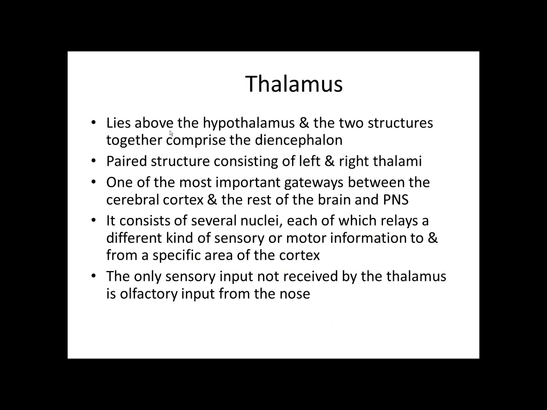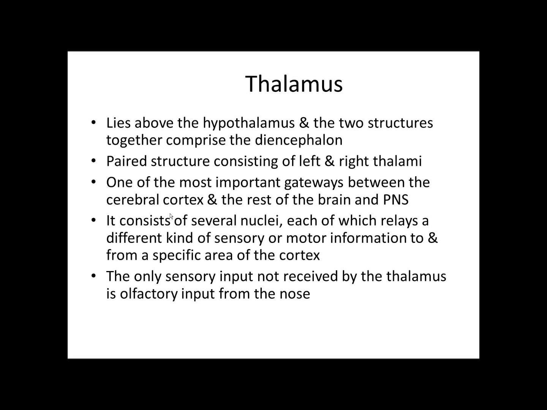Now the thalamus lies above the hypothalamus, and the two structures comprise something called the diencephalon, although they have independent functions as well. It's a paired structure, of course, again, as we said, the left and right. One of the most important gateways, input-output pathways in the brain between the cortex and the rest of the brain, the peripheral nervous system, the motor system, motor commands, all of this goes in and out through this pathway through the thalamus.